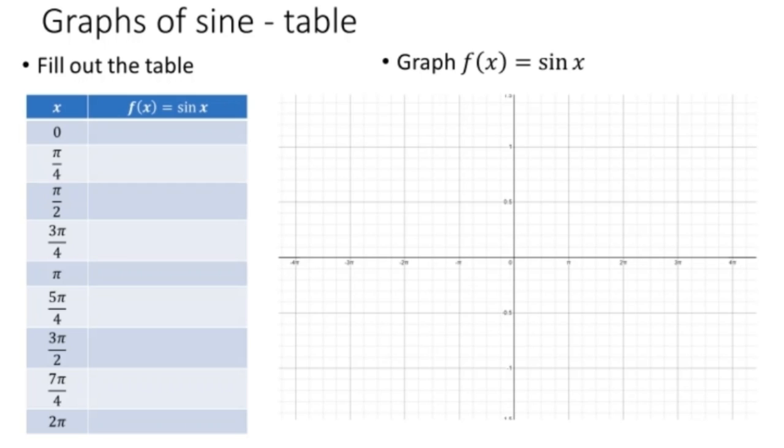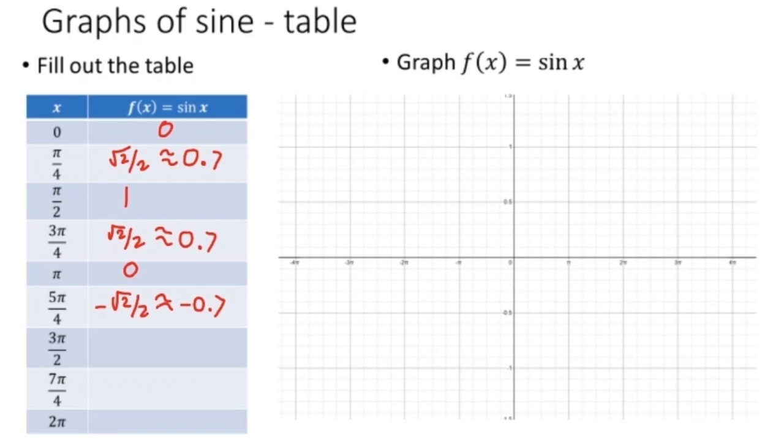Starting off with x equals 0, sine 0 is 0. Sine of pi over 4 is root 2 over 2, which is approximately 0.7. Sine of pi over 2 is 1. Sine of 3 pi over 4 is also root 2 over 2, which is approximately 0.7 as well. Sine of pi is 0. Sine of 5 pi over 4 is negative root 2 over 2, which is approximately negative 0.7. Sine of 3 pi over 2 is negative 1. Sine of 7 pi over 4 is negative root 2 over 2, and sine of 2 pi is 0.